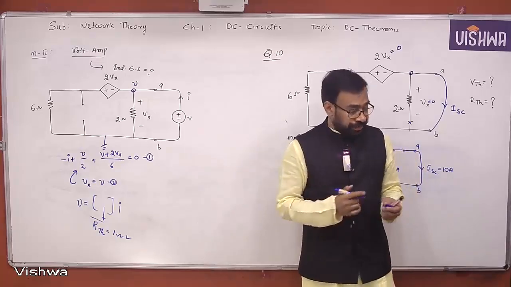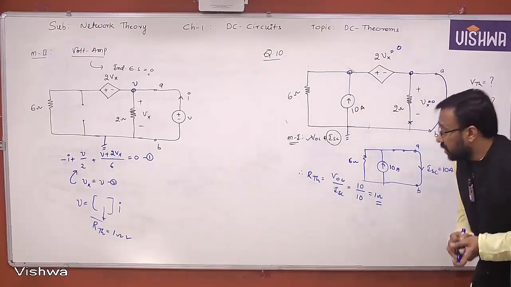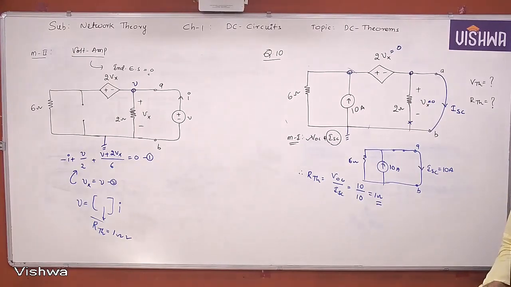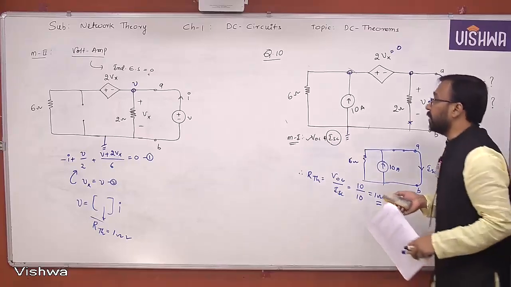Do both the methods and the same answer you got here, 1 ohm and 1 ohm, you are supposed to get. Most of the problems in Thevenin's theorem, Norton's theorem, maximum power transfer theorem, and all these theorems, dependent source problems are coming very frequently. So you must be good at calculation. You must not make any calculation mistakes. Please note down that.